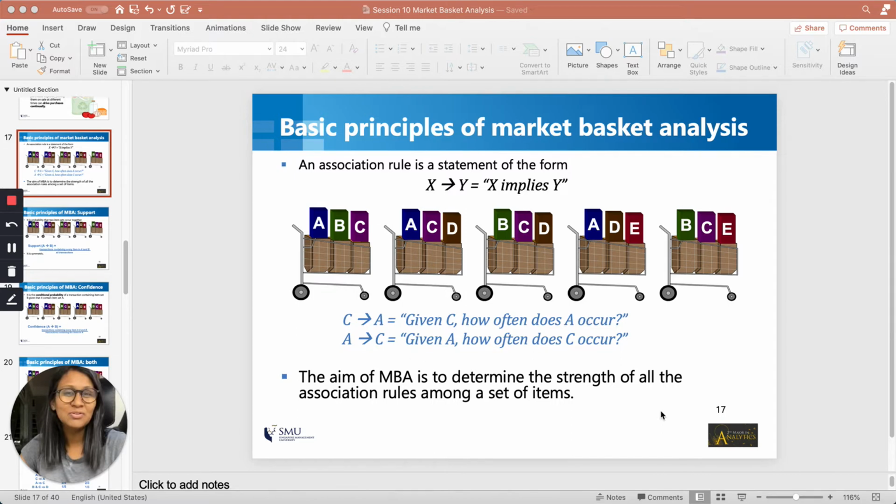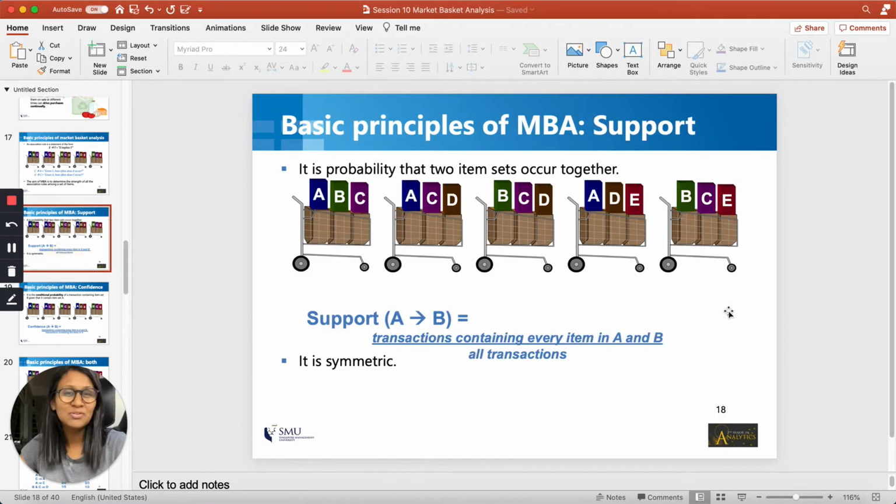Okay, and the aim of market basket analysis is to determine the strength of the associations of the rules, which essentially means the strength of the association between the left hand side and the right hand side of the rule. So then we discussed the support of A implies B, and the formula is such: we have all the transactions in the denominator, and in the numerator we have transactions containing A and B both.